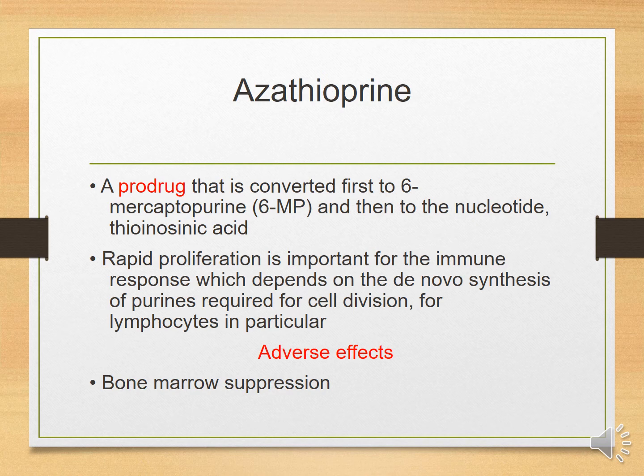Azathioprine is a prodrug that is converted first to 6-mercaptopurine and then to the nucleotide thioinosinic acid. Rapid proliferation is important for the immune response, which depends upon the de novo synthesis of purines required for cell division, for lymphocytes in particular. The adverse effect is bone marrow suppression.